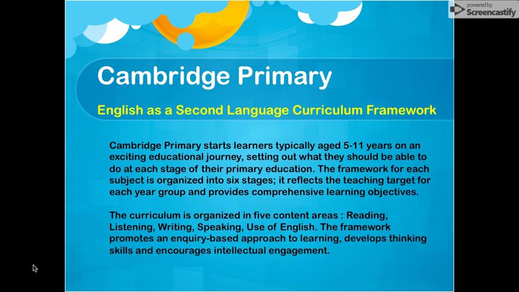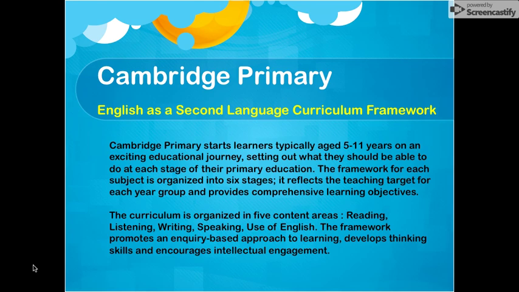Currently, I am working in the bilingual section of an IB school in China. So all of my students in grade 2 are ESL students. The textbook we are using for the primary section is Kids Box, which is a 6-level course under the Cambridge Primary ESL curriculum. Cambridge Primary starts learners, typically aged 5 to 11 years old, on an exciting English learning journey, setting out what they should be able to do at each stage of their primary education.